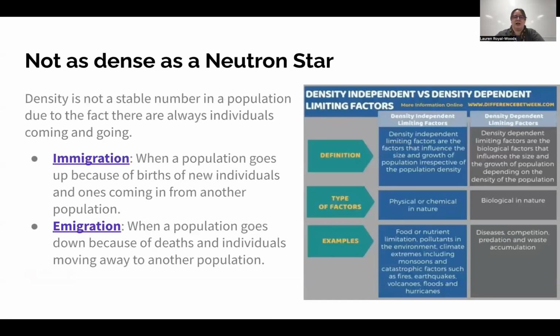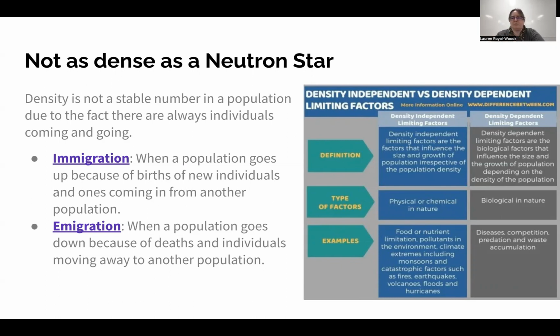Now, remember, density is not a stable number. None of these numbers that we're going to be talking about are very stable. They're always fluctuating, usually because creatures are leaving and joining a population all the time. So there's immigration, which you probably know, when new individuals come in from another population of the same species. Again, remember, today we're talking about groups of the same species. We're going to talk about multi-species interactions next lecture.